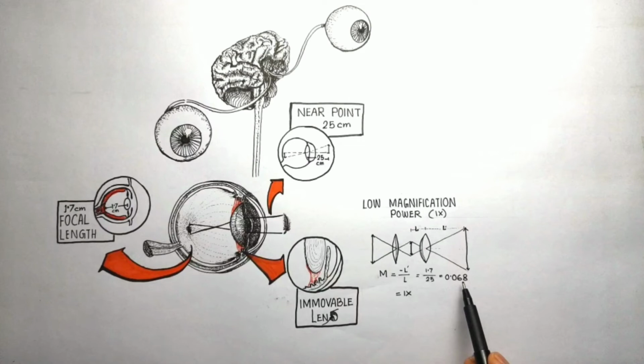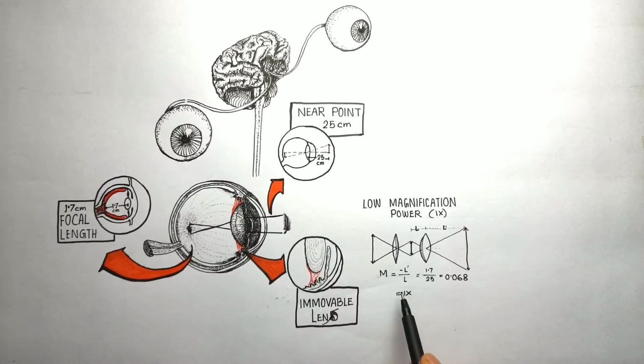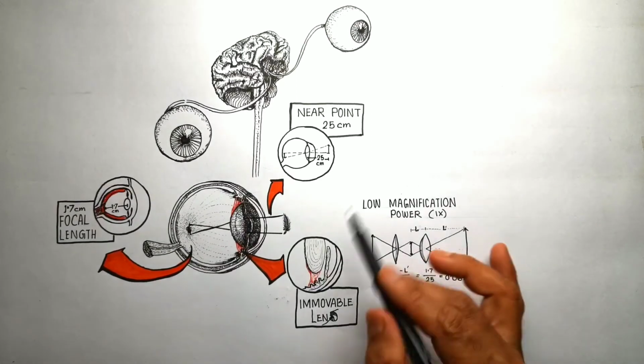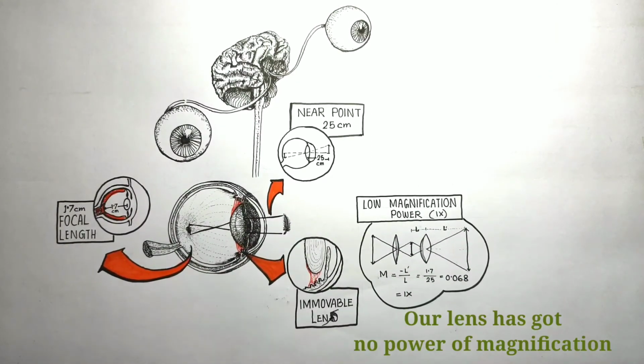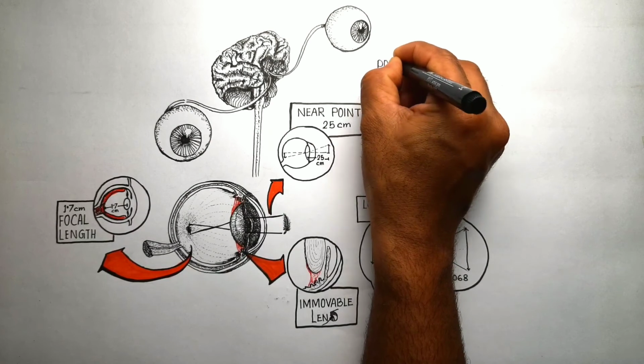So the maximum magnification that could be achieved by our eye is 0.068. Generally, this is defined as 1x magnification. And it turns out that we cannot magnify any object with our naked eye.